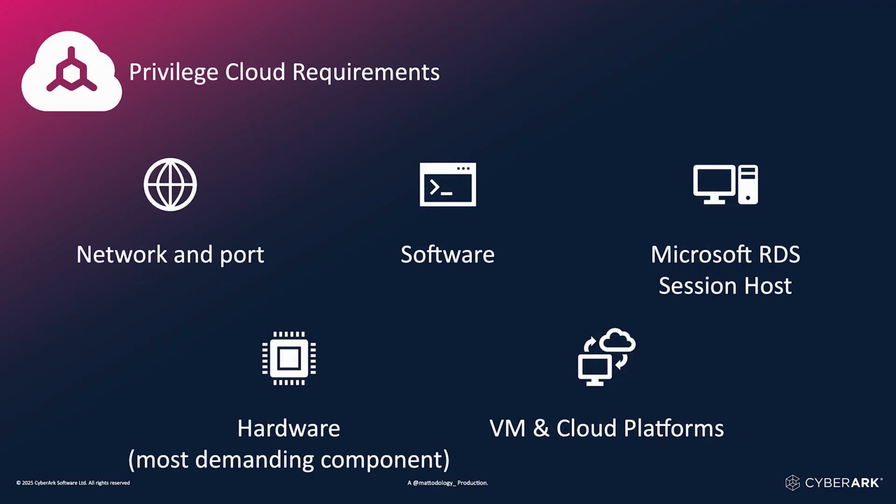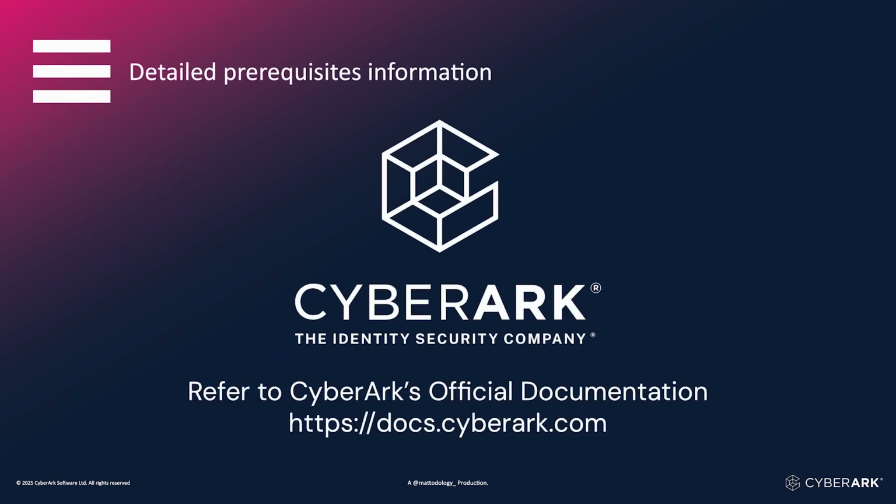For Privilege Cloud, confirm all network and machine requirements, including outgoing network and port access, operating system compatibility, RDS licensing, and hardware specifications for each server or virtual machine. Please note that separate specifications and considerations apply for virtual machines and cloud platforms. This ensures optimal performance and compatibility according to the unique demands of those environments. For detailed prerequisites, always refer to CyberArk's official documentation.